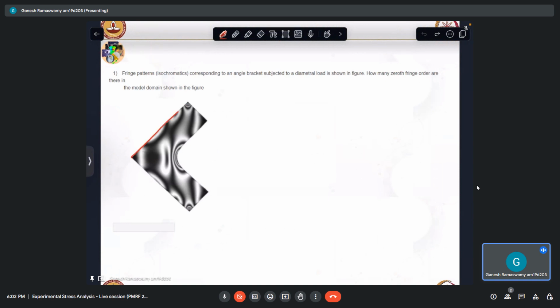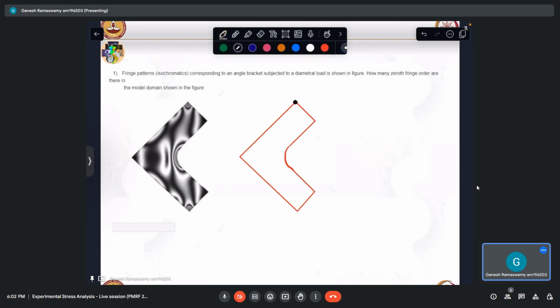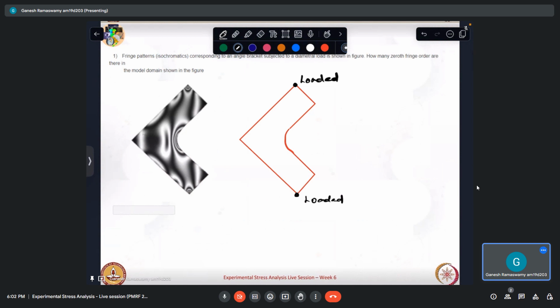So we basically have a bracket like that. I'm just approximately drawing it. So we have a bracket like that, and then it is loaded at these points, loaded at the black points. It is loaded here, and we have been asked how many 0th fringe orders are there in the model. So let us go about looking for them.